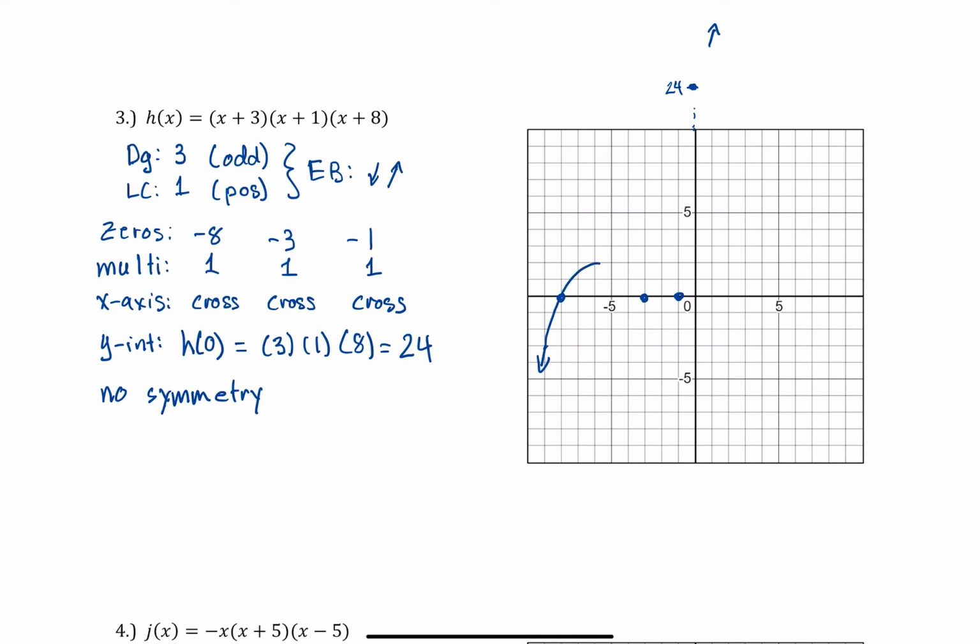So it'll go up, it'll come back down, it'll go back up. And again, it's kind of hard to get this exactly right with my handwriting and the scale, but hopefully that does a good job of capturing the smooth continuous curve of a polynomial. So there's number 3.